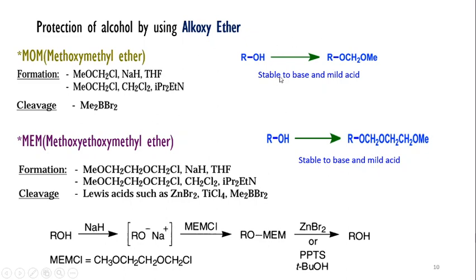These methoxymethyl ethers are stable to base and mild acid, and the methoxyethoxymethyl ether can be obtained by the reaction of alcohol with the methoxyethoxymethyl chloride with the base in presence of THF, and these are also stable to base and mild acid. Here is one example, in which this alcohol is converted into methoxymethyl ether and it can be deprotected by ZnBr2.